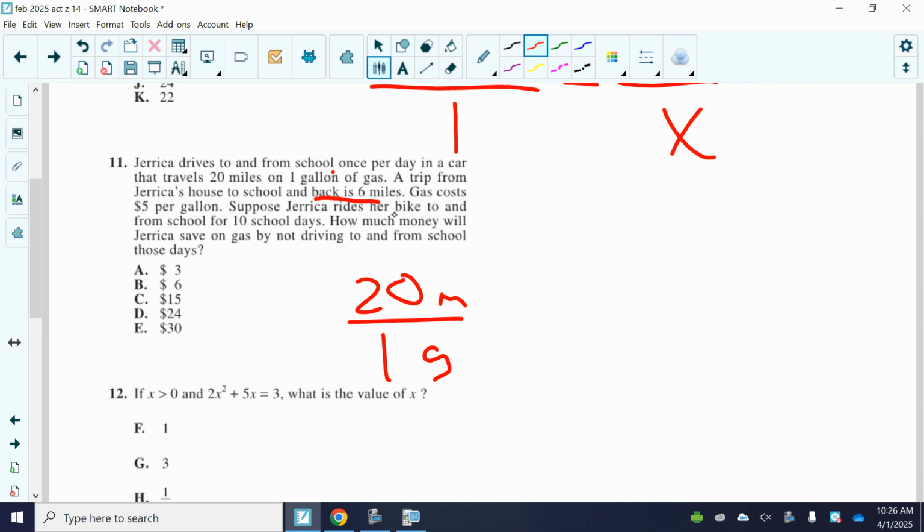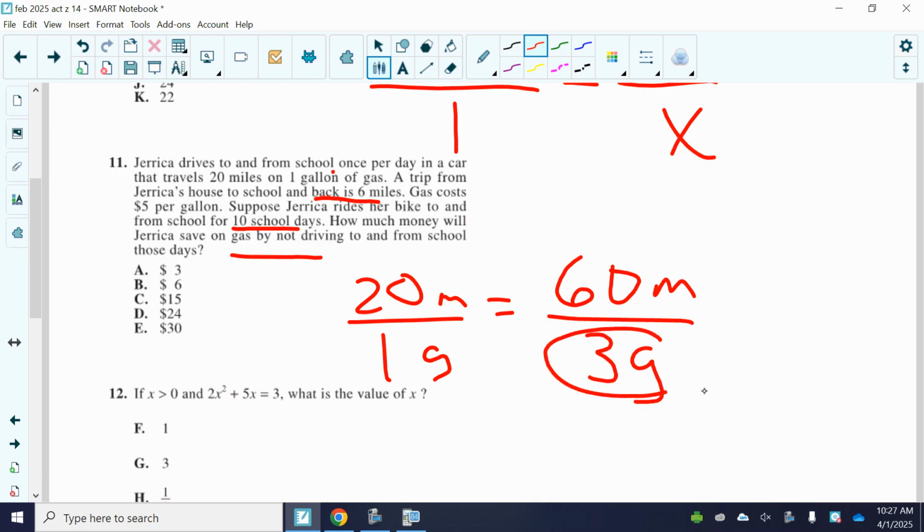She rides her bike to and from school for 10 school days. So what's that mean? The ride to school and back is 6 miles, right? So she saves on gas. How's this work? She does it for 10 days, so she saves 60 miles, right? So how many gallons is that? I don't need a ratio proportion. It's just divided by 20. She will save 3 gallons of gas, which is $15.